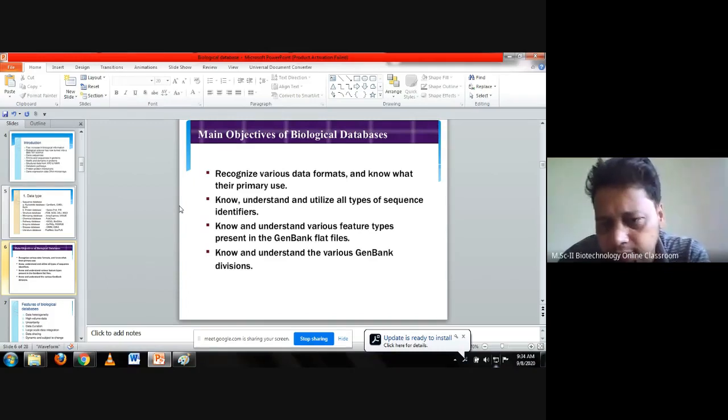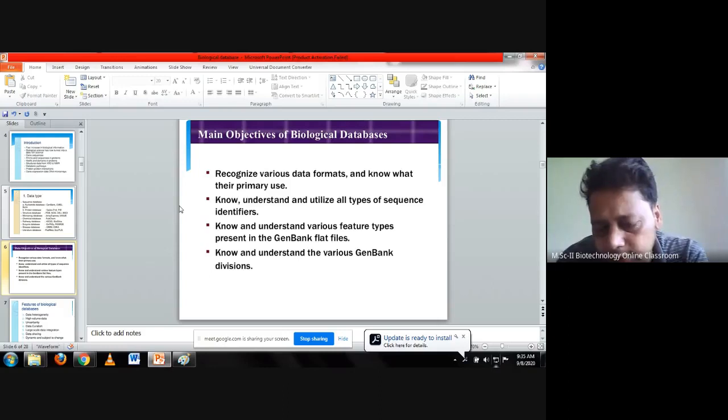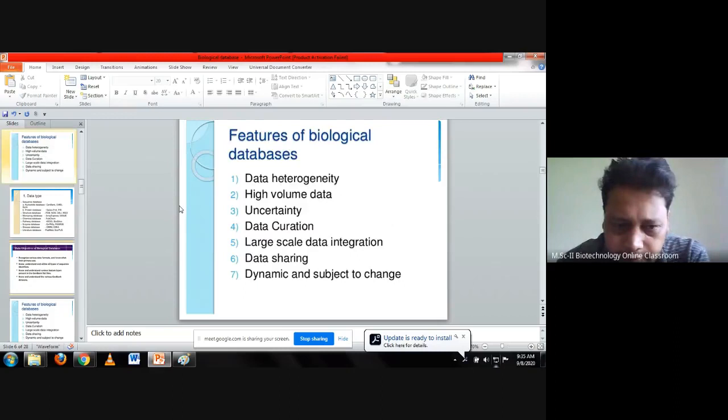Last is know and understand various GenBank divisions. As I said, there are transcription factors, domains, motifs, normal gene sequences. So there are different databases of this gene sequence. So you can understand this.